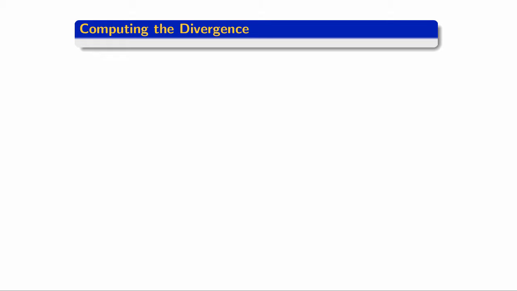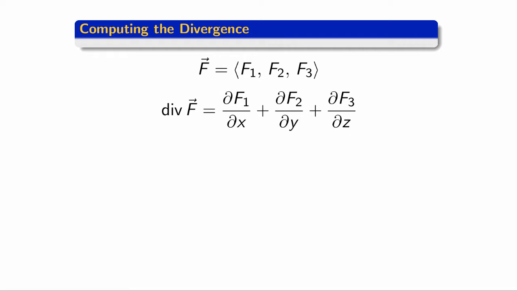Since it can be difficult to analyze the divergence graphically, it is important to be able to calculate it. For a vector field with components f1, f2, and f3, we can compute its divergence by taking the partial derivative of the first component with respect to x, the second component with respect to y, and the third component with respect to z, then adding these derivatives together. Fortunately, this is usually a very straightforward computation.